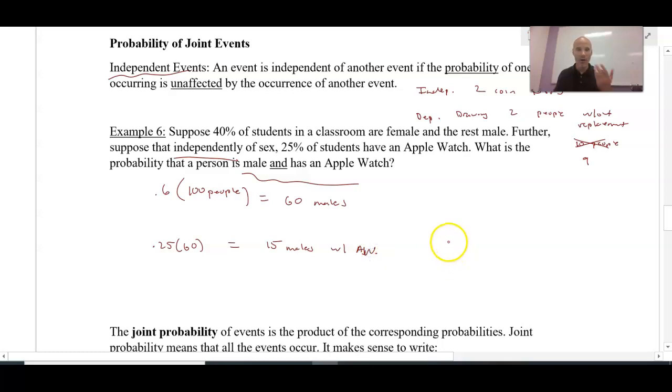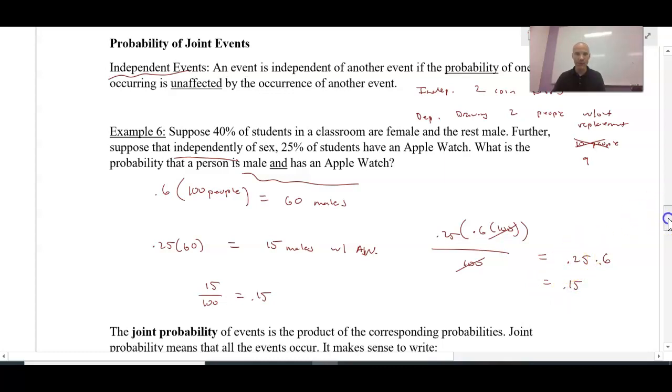Okay, well, what did we really do here? Well, if I want to know the probability, this would be 15 out of 100, which is 0.15. Well, really what I've done here is I've taken 0.6 times 100 times 0.25, and then I divided by 100. Now, look at that. If I multiply and divide by 100, those cancel out. And really what I ended up doing was just taking 25% of 60%, which gives me my 0.15.